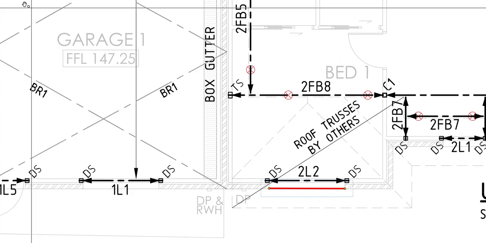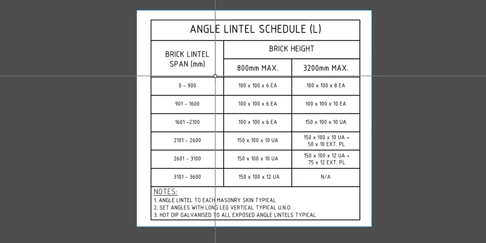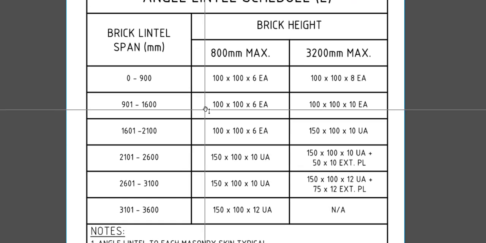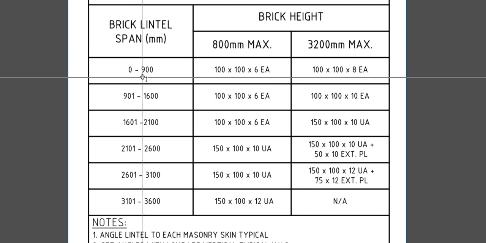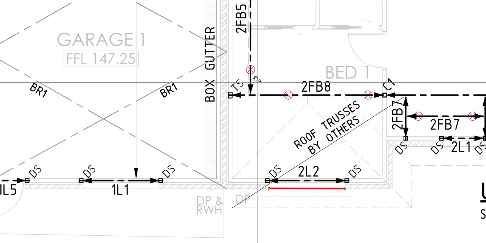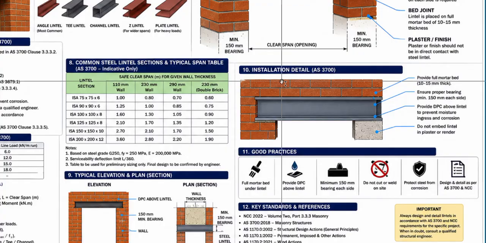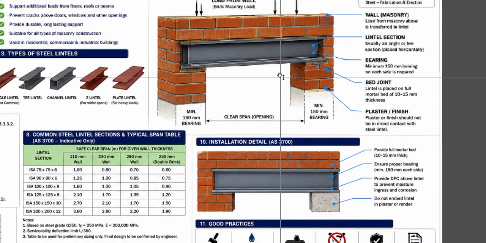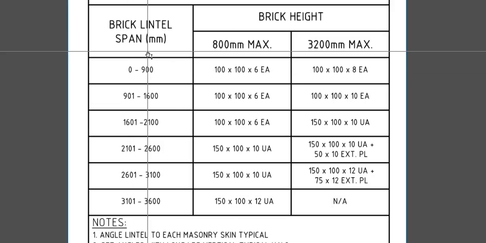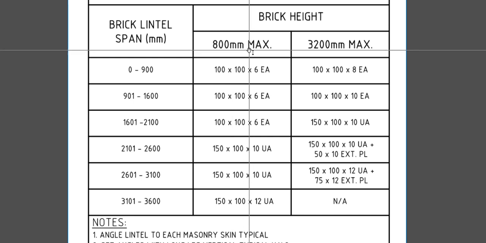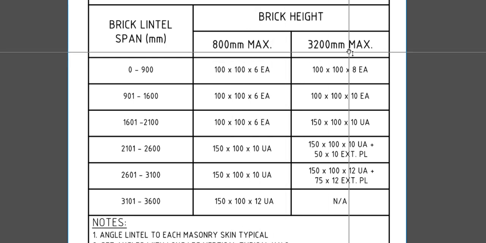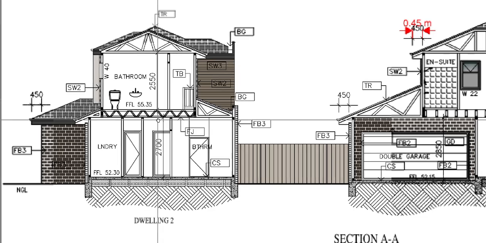If you ever check your engineering, there should be the normal details given, like this is the brick lintel span. Span is the length. As I told you, in these brick lintel details, this is called your clear span. Like if your window or any door opening is 0 to 900 mm, then you have to use this lintel, but what does 800 max and 3200 max mean? Let me tell you. Let's jump to the drawing.